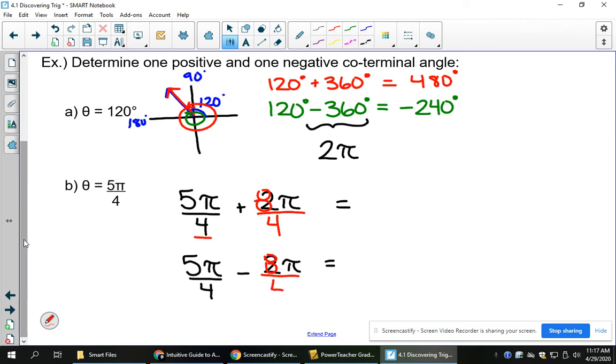8 divided by 4 is 2 pi. That's the easiest way to work with radians, is to make common denominators and use your fraction rules. You're treating pi like it's an x. You're just adding like terms.